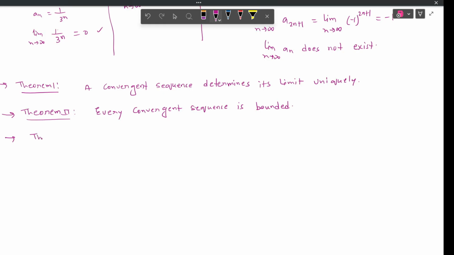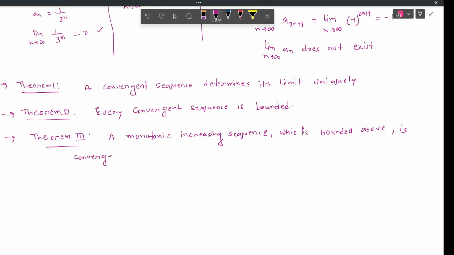Now let us see theorem 3. A monotonic increasing sequence which is bounded above is convergent and converges to its exact upper bound or supremum.